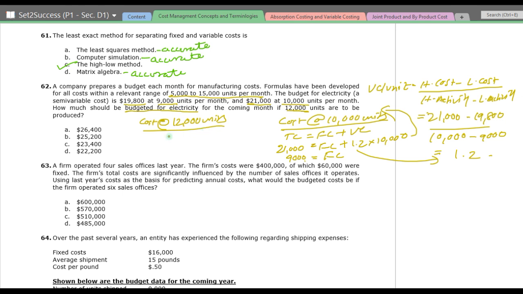Now let us find cost at 12,000 units. So total cost is equal to fixed cost plus variable cost per unit. The total cost we need to find, the fixed cost is 9,000 and the variable cost is 1.2 into 12,000, which comes to be 23,400, and which is option C.